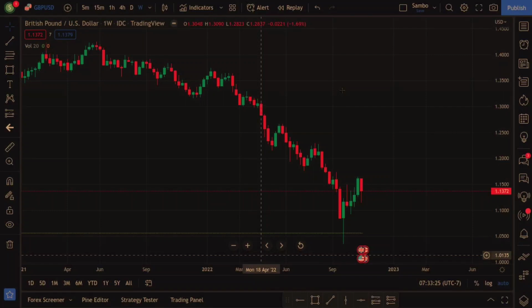So here's a look at pound US dollar, starting with the weekly chart and then going narrow. And I'm using TradingView for this. I really like TradingView because it's very simple, easy to use, user-friendly software that you can use online.